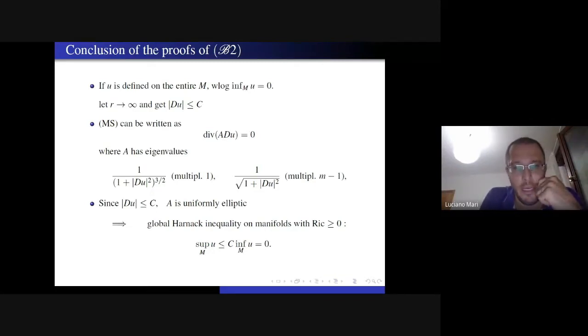It was previously known, obviously, in Euclidean space. So the supremum of u is controlled, up to a constant only depending on the dimension and on the bound on the gradient, times the infimum. But the infimum is 0, so you prove that the supremum is 0. Okay? That's why u is constant. So it's a two-step procedure. One is a gradient estimate that says that the gradient is bounded, and it's a local gradient estimate. And the other is the Harnack inequality, which is in itself quite a remarkable result.